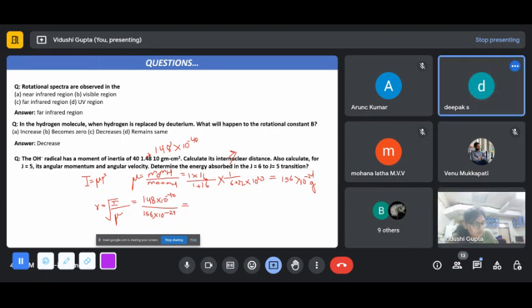9.74 into 10 raised to minus 9. Okay, or you may write it as 0.97 Angstrom. So now you know the value of r. Now you have to calculate the angular momentum.